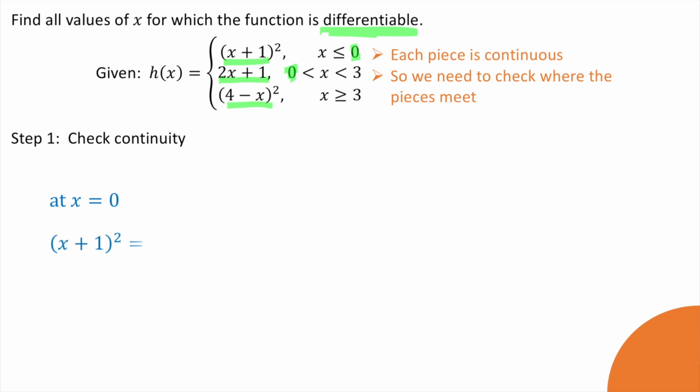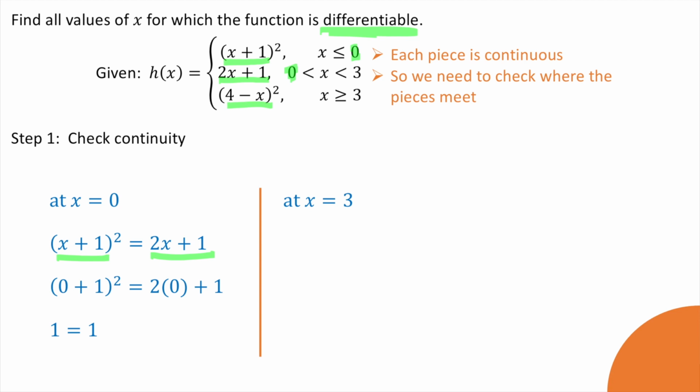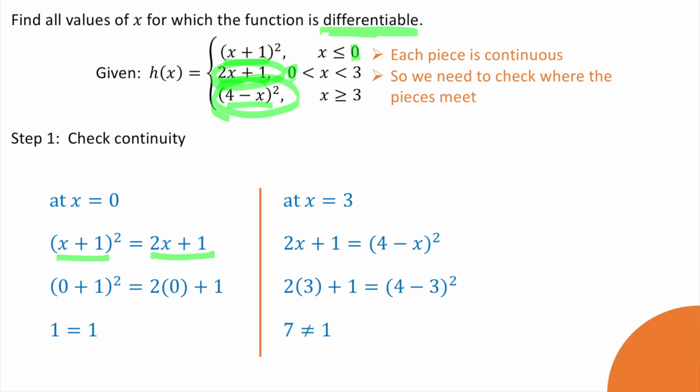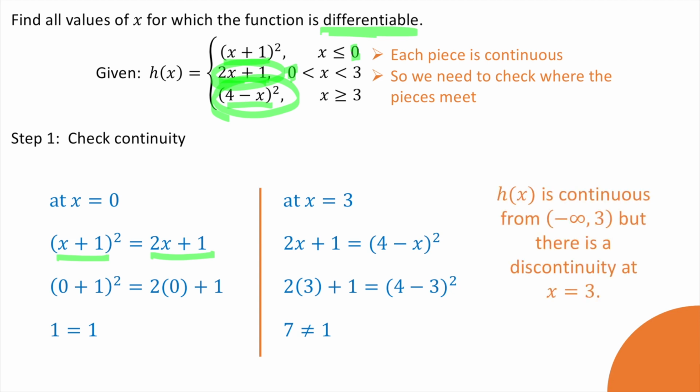So at x equals 0, does (x plus 1) squared equal 2x plus 1? Well, you plug in 0 and check that out. We get 1 equals 1. Good to go. What about at x equals 3? Well, now we're looking at 2x plus 1 and 4 minus x squared. Those are the ones that meet at x equals 3. So we'll set those equal to each other, plug in 3, and we see that we get 7, and that does not equal 1. So it's not continuous at x equals 3, but it is continuous up until 3.